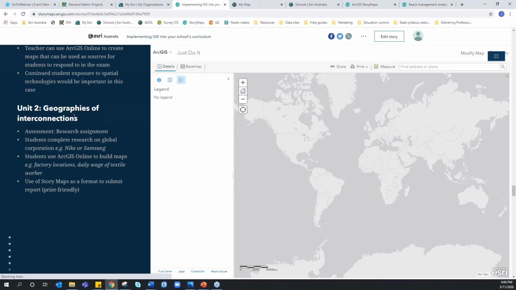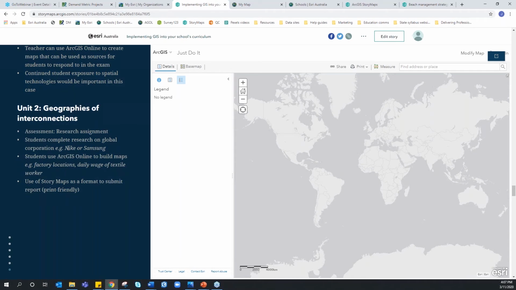The geographies of interconnections unit, and this is where I really see GIS as a potential to be implemented into the assessment. I know that at my school, again, it was a research assignment, and students were required to complete research on a global corporation. So it was sticking very much with, I guess, the suggested assessment that the Australian curriculum had put forward. So the students completed research on a global corporation approved by the teacher, something like Nike or Samsung, for instance.